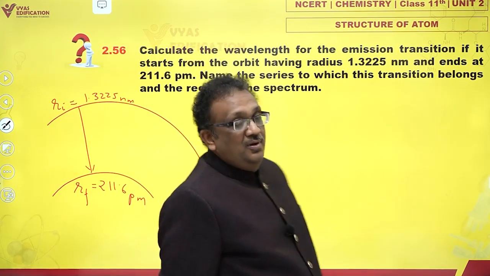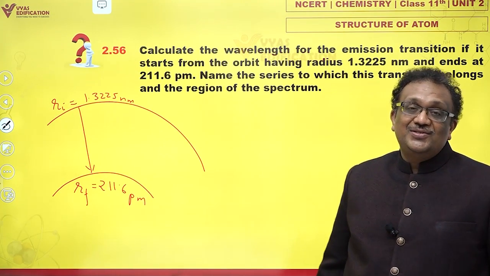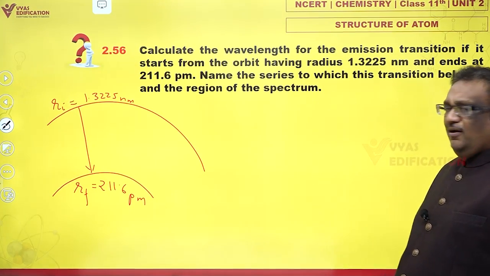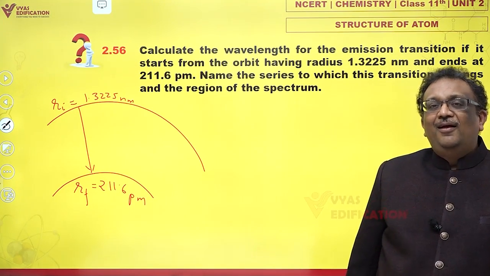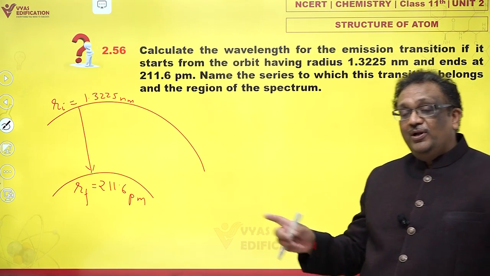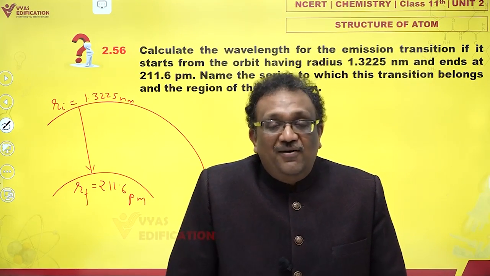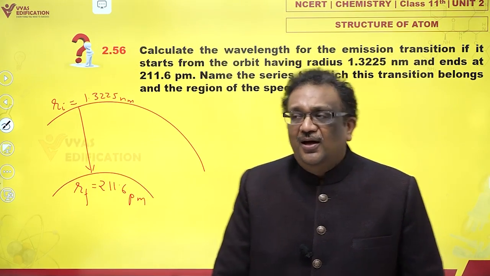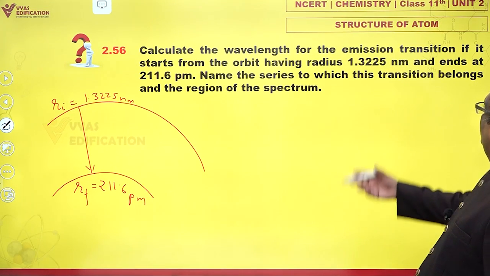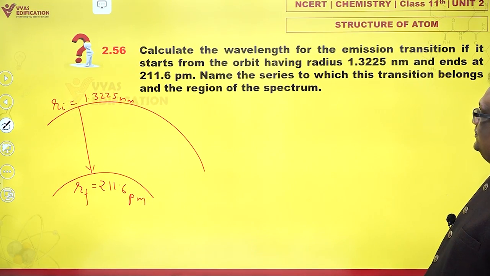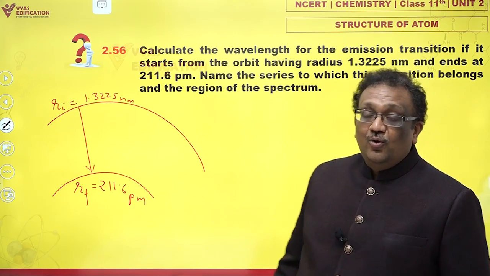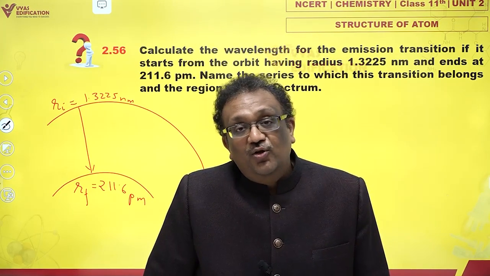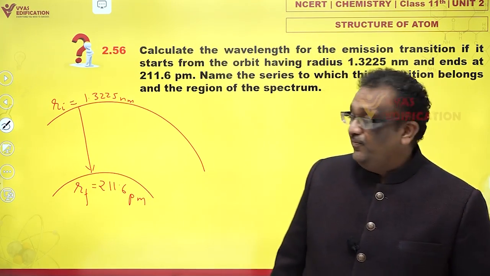What do we do? Well, we are given radii. What does radius have to do with any other data? Electron can revolve only in those orbits for which circumference is an integer multiple of lambda. We could use that, but otherwise we can simply say that using the radii, we can calculate the value of n, and accordingly we could get the transition.